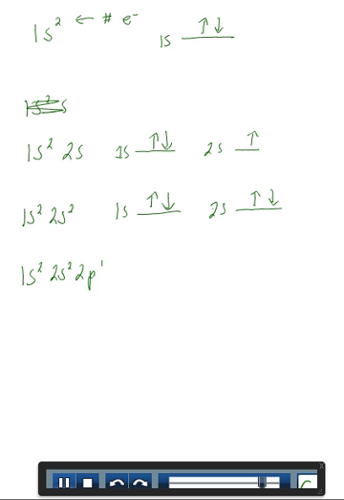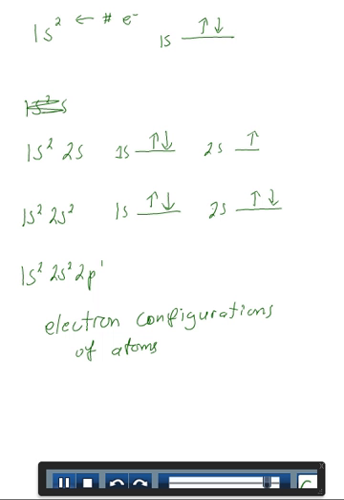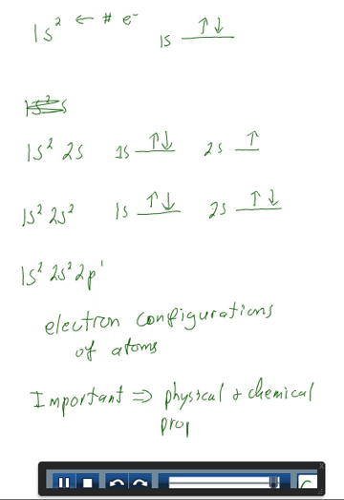The shorthand notation of writing what are called electron configurations of the atoms. Electron configurations are important because they dictate the physical properties and chemical properties of the elements.